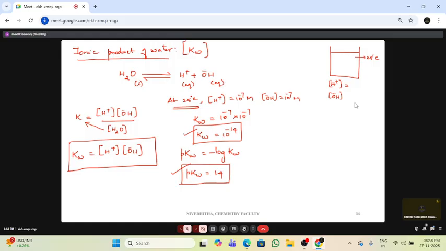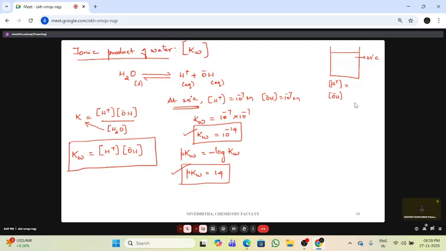If the temperature is more than 25, then dissociation will be more. Then the concentration of H plus ion and OH minus ion will increase. It increases to 10 power minus 6, 10 power minus 5, 10 power minus 4. So whenever the temperature is increased or decreased, we have to change the values of Kw and pKw accordingly. Okay, fine. So we got the value of Kw and pKw.